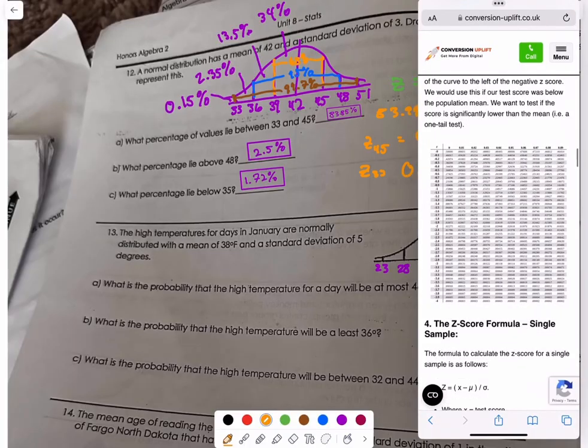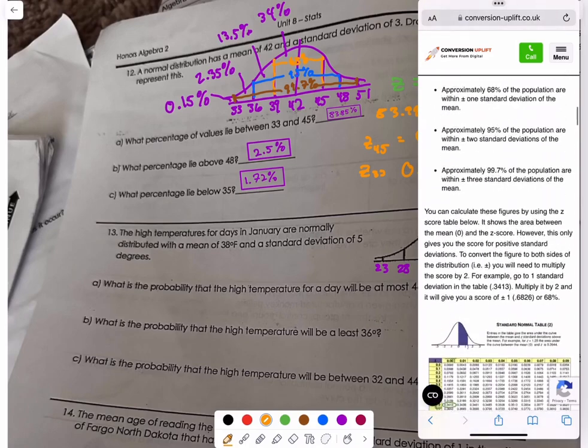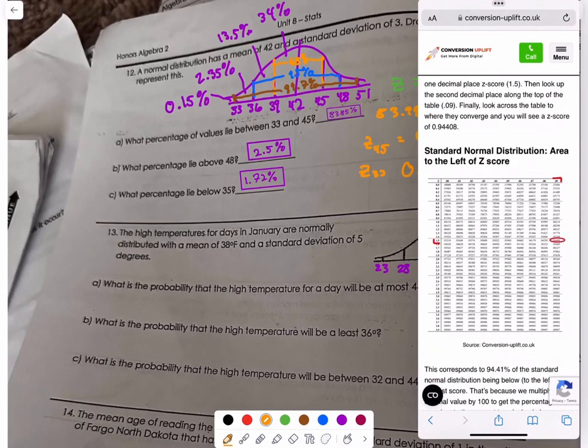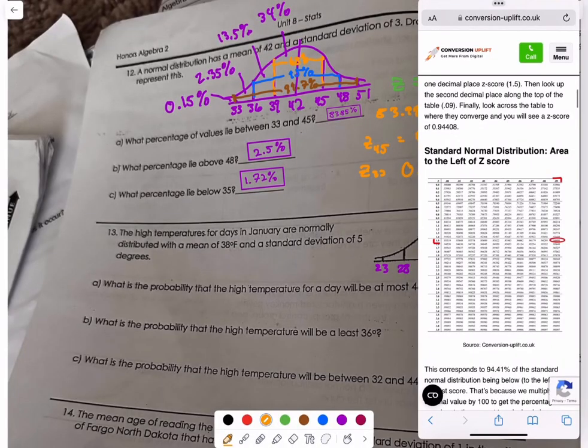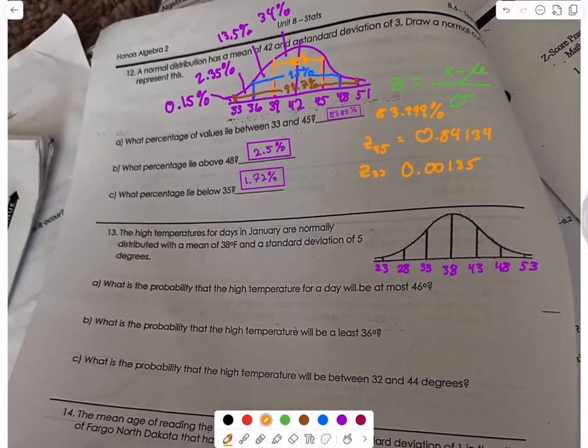So then we want to go back to our chart for positive z-scores right here. We got a z-score of 2. Let me check it one more time. Yeah, we got a z-score of 2, and that's 0.97725. So again, this was like A, and this is B. So that means that 97% of the data is below 48, but we want the amount above.